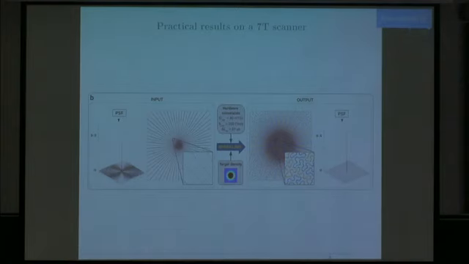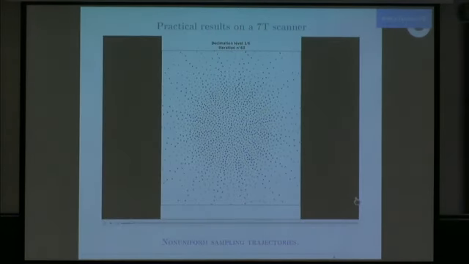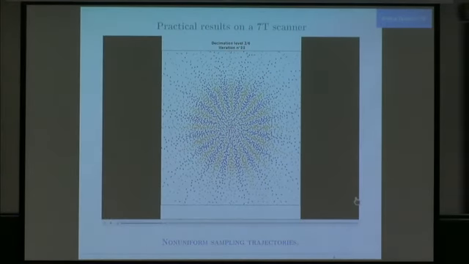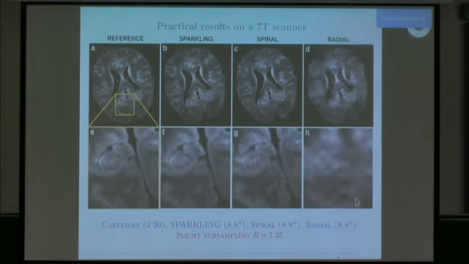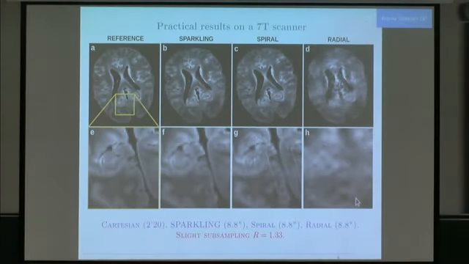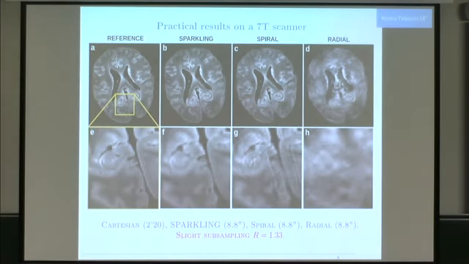So here we start from a radial pattern. We feed it to our algorithm. And then we try to reconstruct the image. Here that's the reference, it's still 2 minutes 20. And here we are just doing a slight subsampling. Very slight sampling, we have 30% less samples than this. And this is the sparkling reconstruction, and this is the spiral reconstruction.